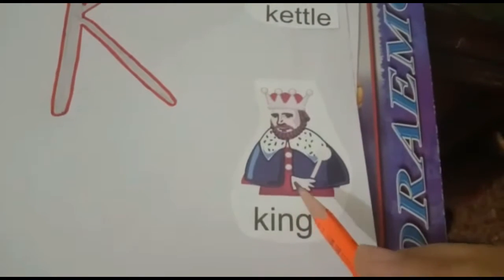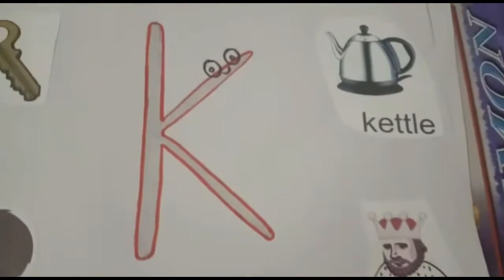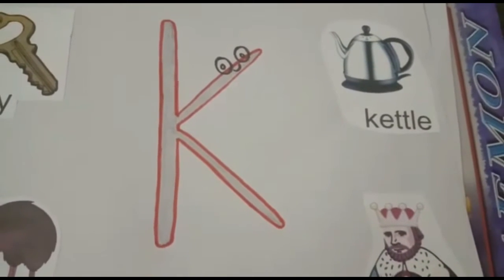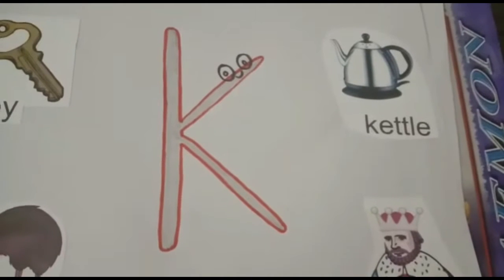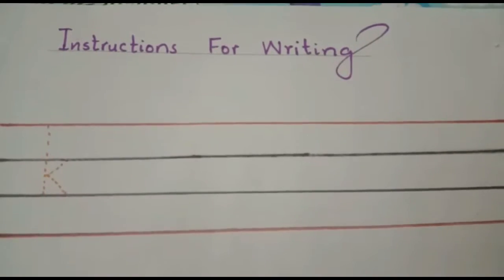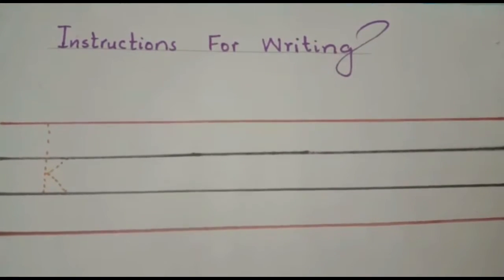Now next one. Yes, king. K, K, king. K is the first letter in king. Yes, this is small k, and the sound of this letter is K, K, K, K. Now get ready for the writing.